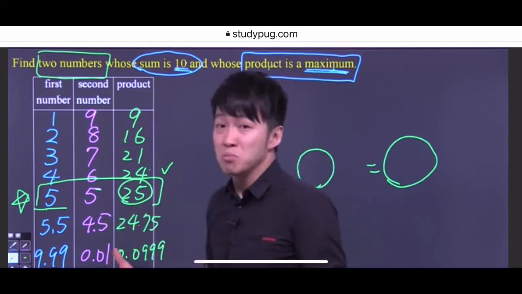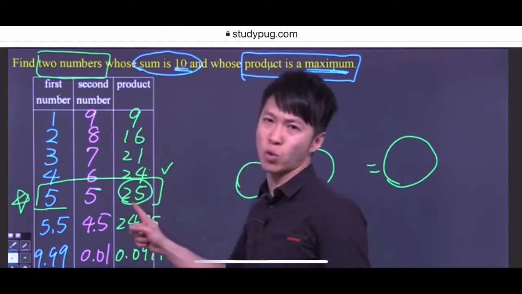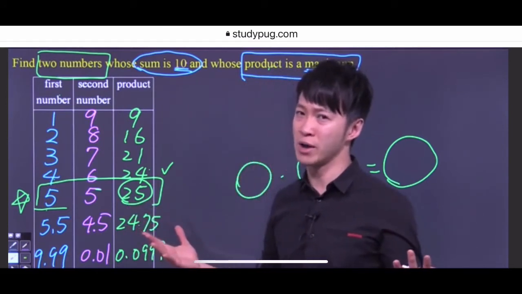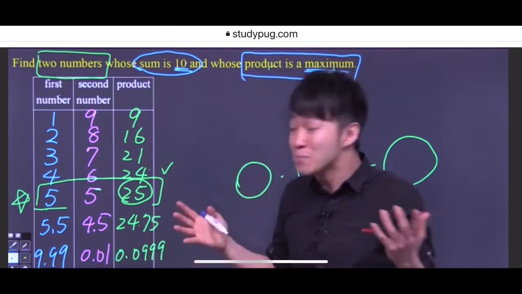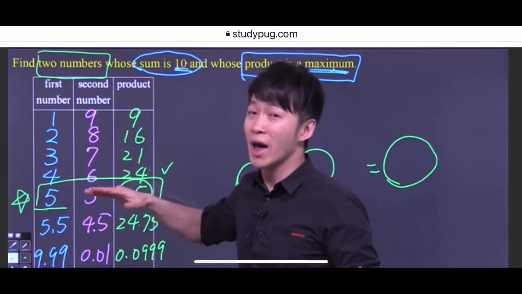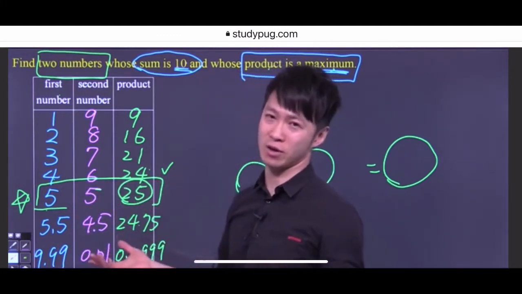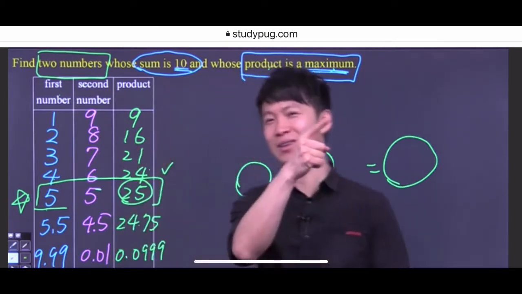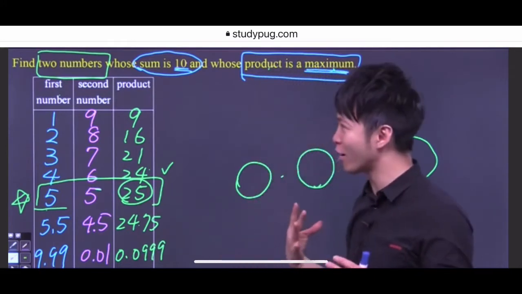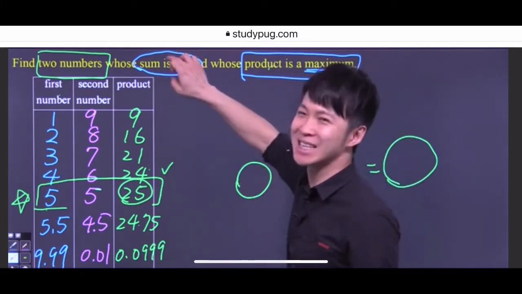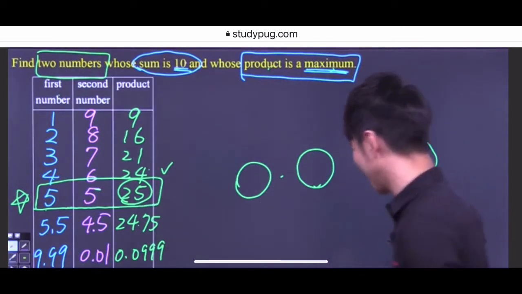Maybe there's one set of decimal numbers which we try that's going to give us a product that's bigger than 25. We never know until we try them, right? But, well, the fact is, it is simply impossible for us to try every possible set of decimal numbers, right? We can go on forever, right? So that's why now is the time to use all the calculus tools we've learned so far to help us find the exact answer. So let's go the calculus way.